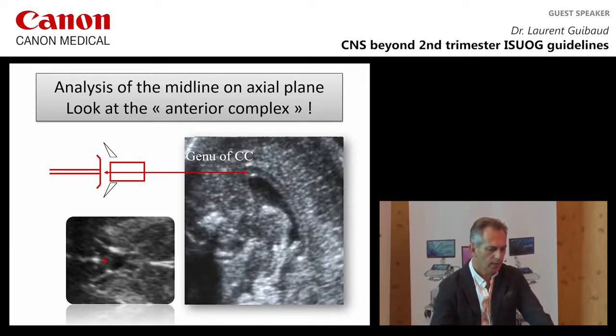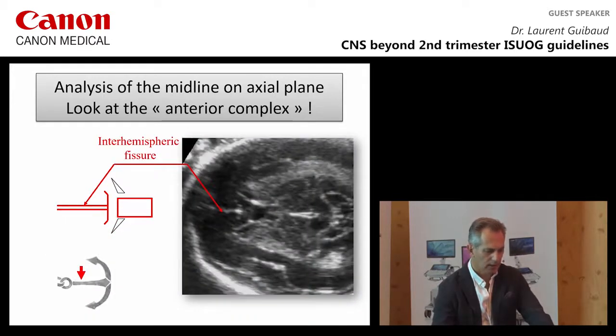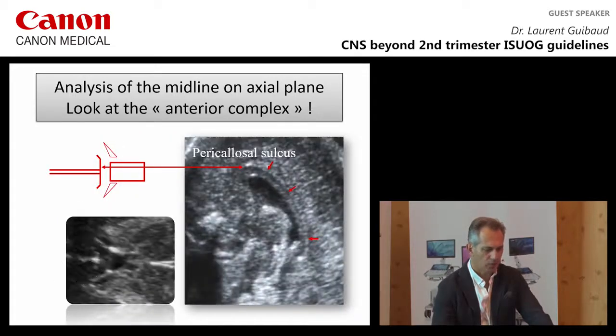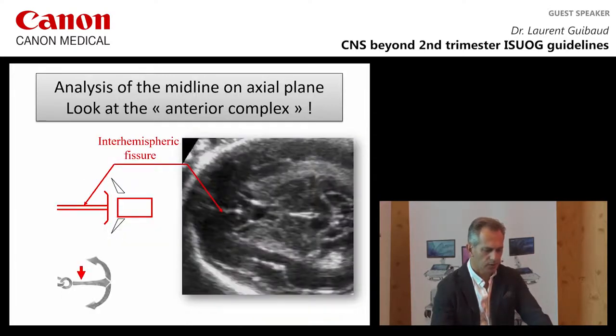If you look here, you have the genu of the corpus callosum, which is here, and here you have a sulcus, which is the pericallosal sulcus. You see, it's like an anchor. The base of the anchor is here, and the handle here is the interhemispheric fissure. So here, the pericallosal sulcus, and here, the interhemispheric fissure.